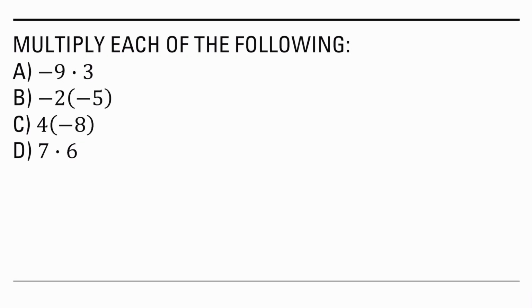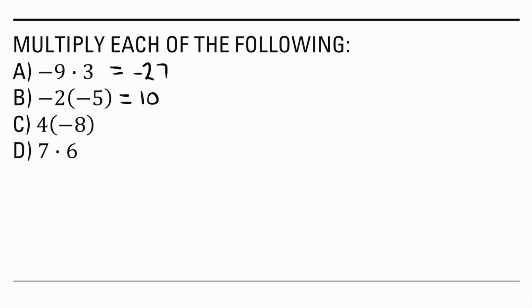So multiply each of the following. So for A, we've got negative 9 times 3. Well, we know that 9 times 3 is 27. And then we've only got one negative, so it doesn't cancel. So we get negative 27. For B, it's negative 2 times negative 5. So remember, the two negatives will cancel, which means the result of this, or the product of this, will be 2 times 5, so we'll get 10.